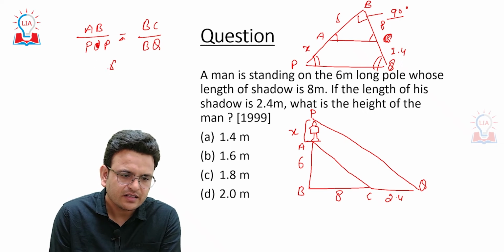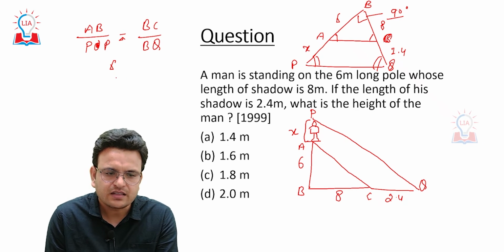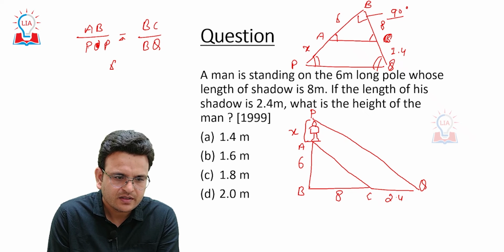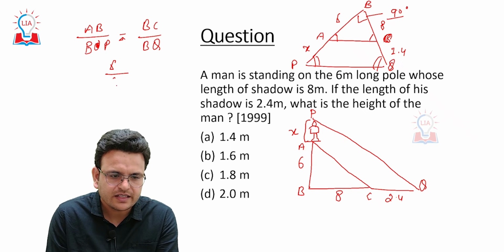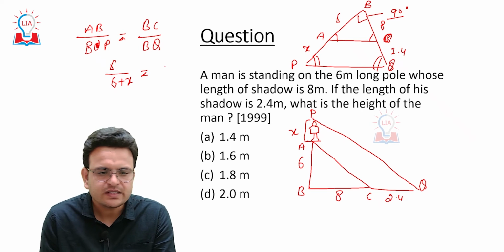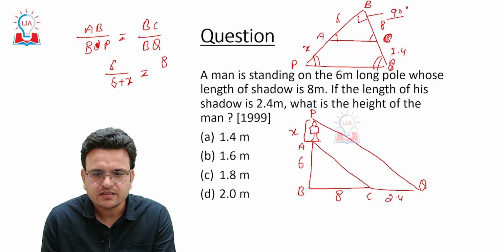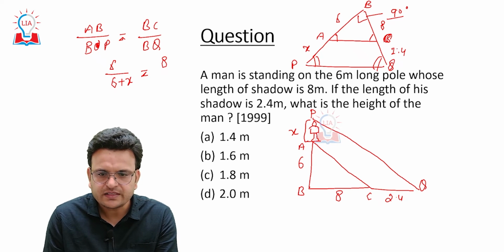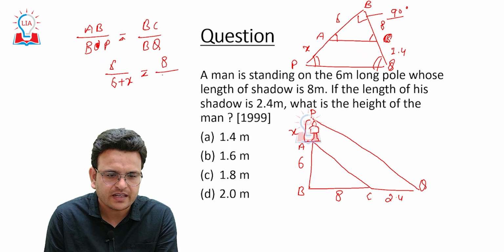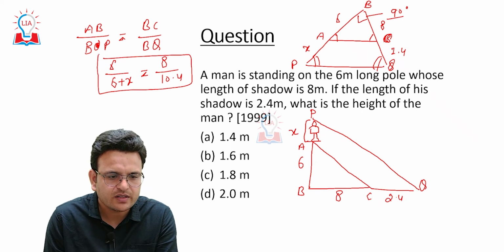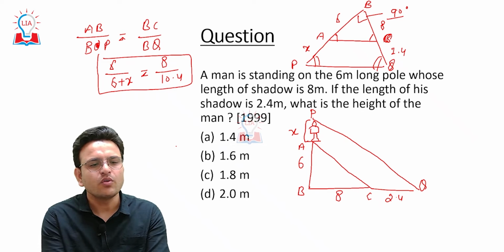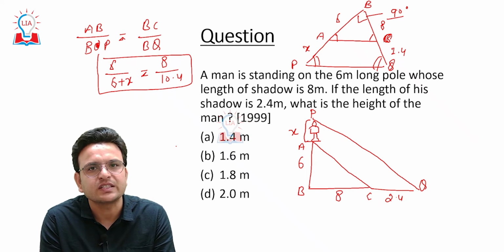AB is 6 and BP is 6 plus x, equal to BC 8 and BQ is 8 plus 2.4, so it becomes 10.4. So hope you are able to understand these things. The only thing is here you have to solve this particular equation.